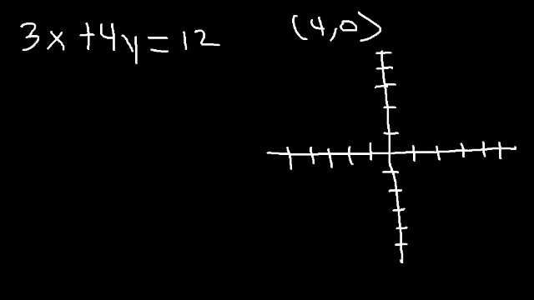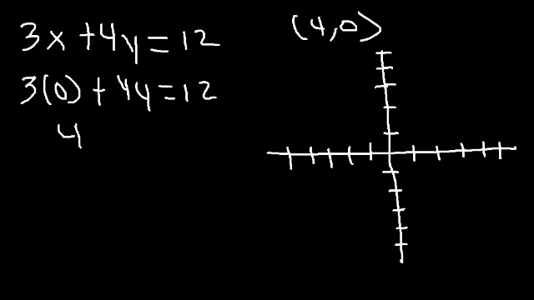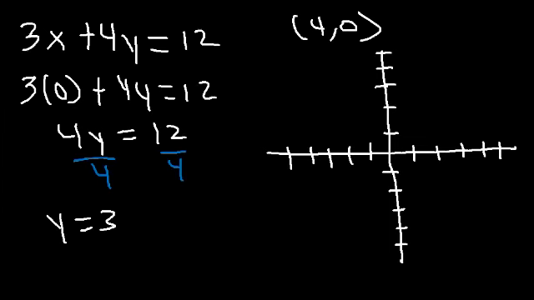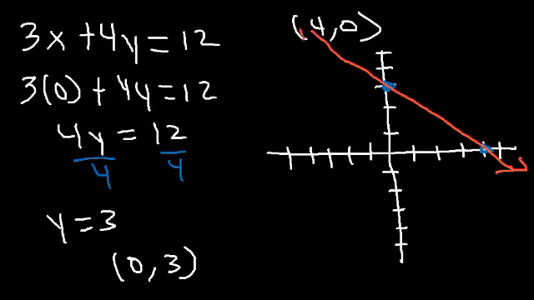So now let's find the y-intercept. Let's replace x with 0 this time. So 4y is equal to 12, and 12 divided by 4 is 3. So we have the point 0, 3. So the y-intercept is 3, the x-intercept is 4, and then we just need to connect the 2 points with a line, and that's how you can graph it.